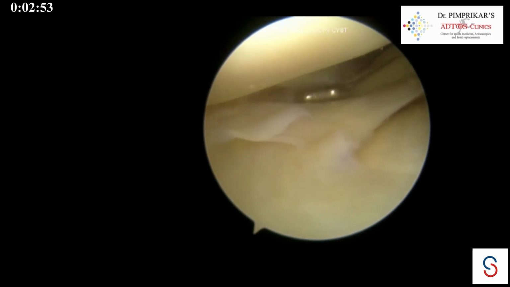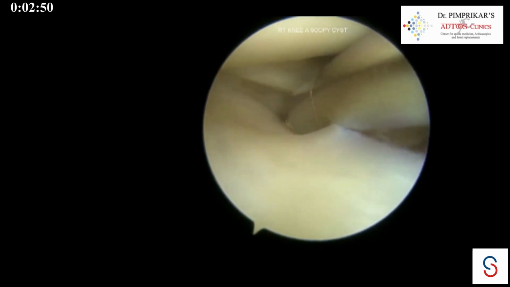And that was the fascicle which you can see. I'm squeezing out the fluid from the cyst.